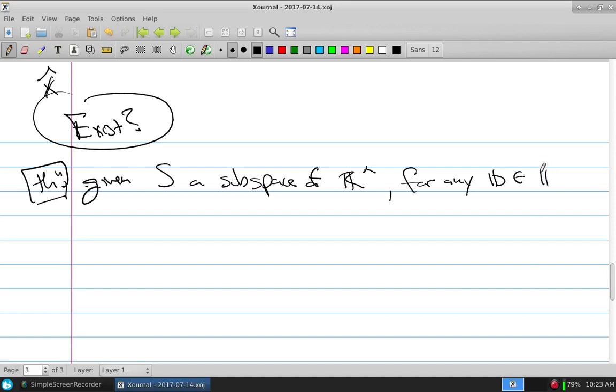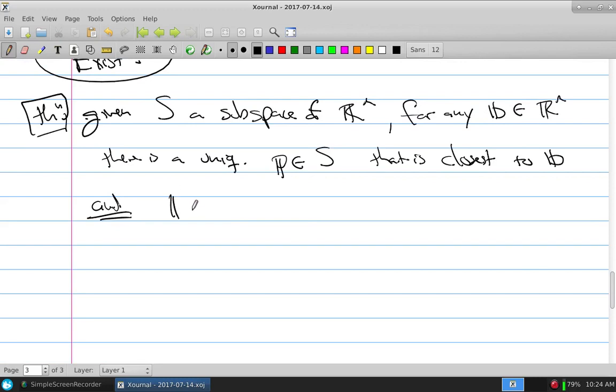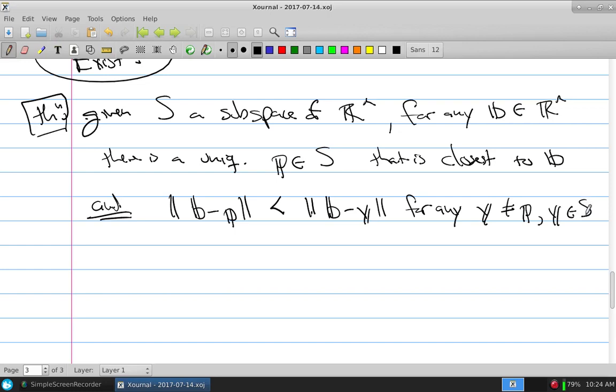For any subspace you want, for any b that's in Rm itself, there is a unique p in that subspace that is closest to b. How do you know that? If you take b minus this p in your subspace, it's always smaller than b minus y for any y in the subspace that is not p.